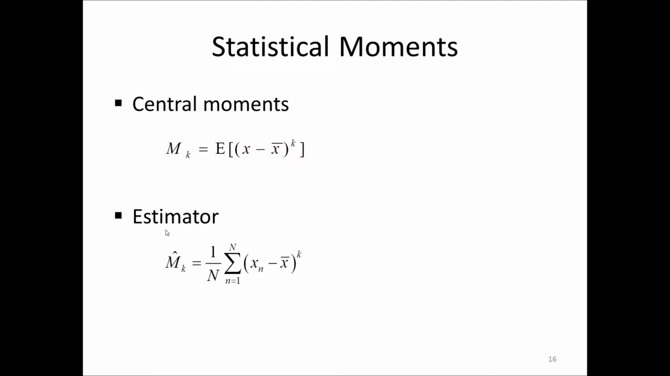Next, the statistical moments. We define the central moments m sub k of a signal as the expected value of the signal x minus its average raised to the kth power. It is called central because the average is subtracted. For us, that doesn't really matter in general because for vibration signals we suppose we have zero mean. And the moments are estimated simply as 1 over the number of values times the sum of xn minus x bar raised to the kth power.